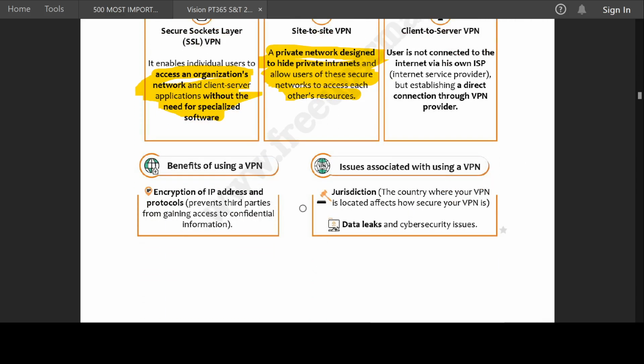Benefits of using a VPN: encryption of IP address and protocols. Issues associated with using a VPN: jurisdiction, data leaks.